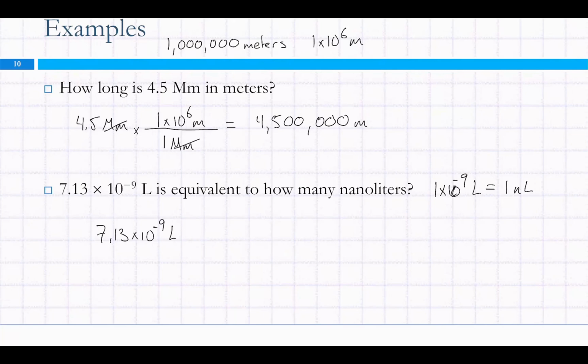So if I want to convert 7.13 times 10 to the negative 9 liters, I want to cancel out liters. So I put my 1 times 10 to the negative 9 on the bottom, 1 nanoliter on top. 10 to the negative 9 divided by 10 to the negative 9 is going to cancel. So it's going to be 7.13 nanoliters.